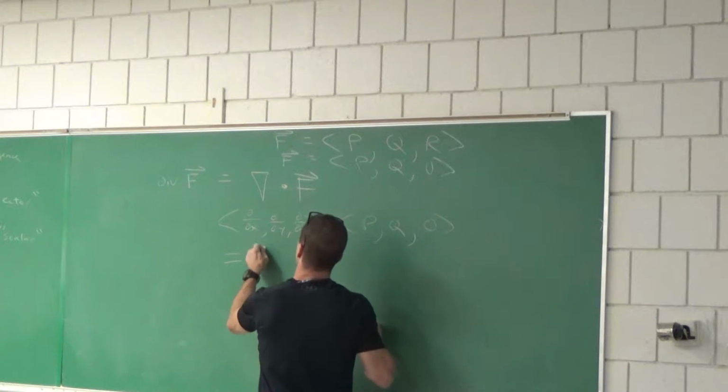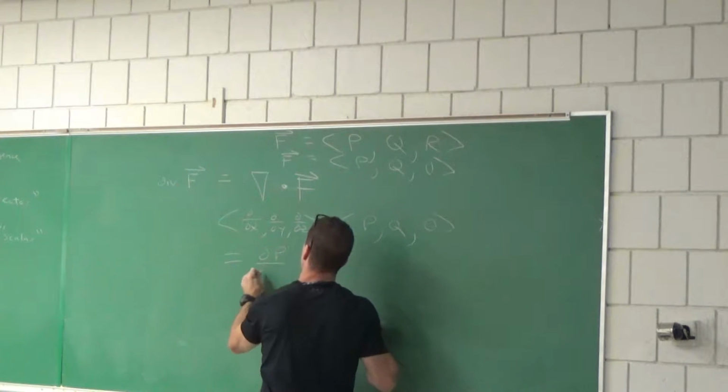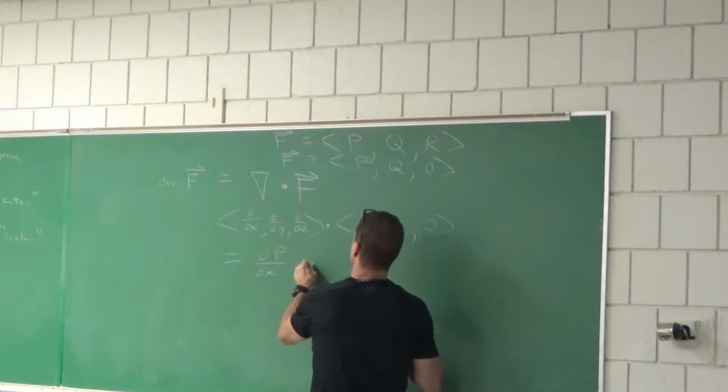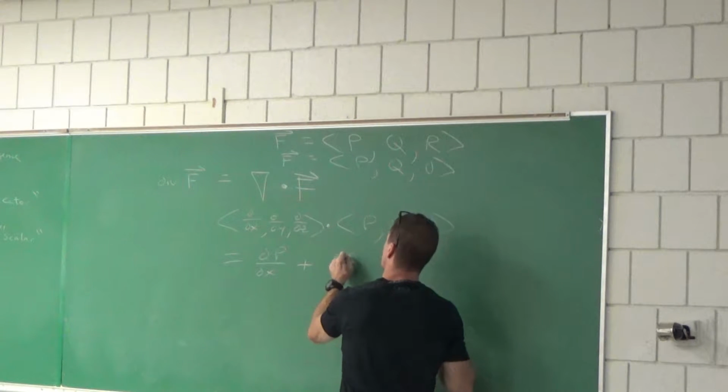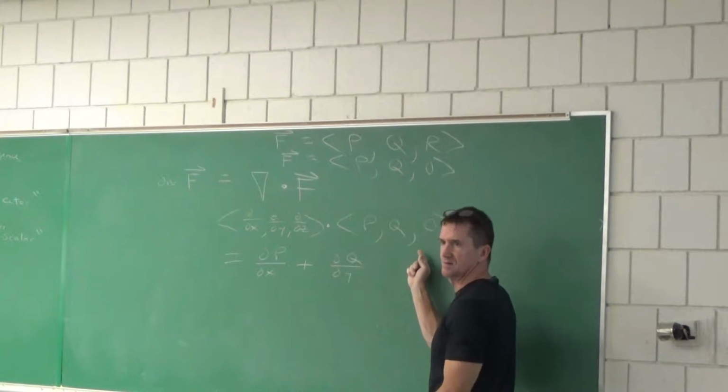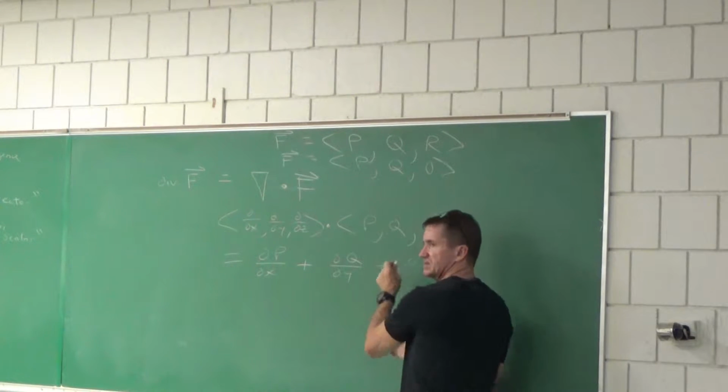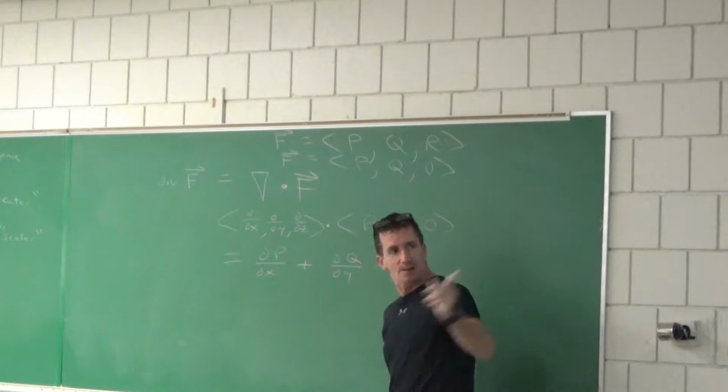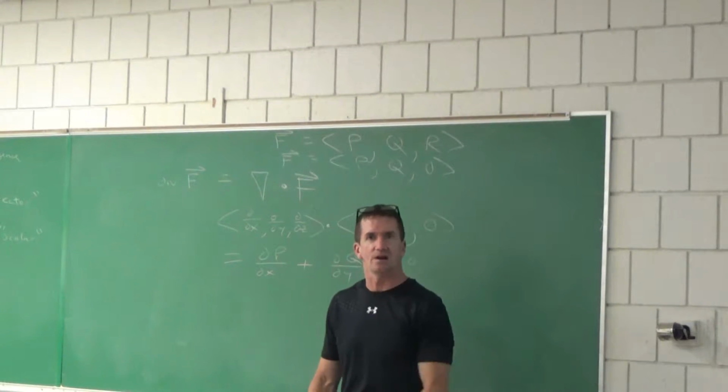I get the partial derivative of P with respect to x, plus the partial derivative of Q with respect to y. Do I have to put the last part? No, I'll write it with a plus 0, right? And I'm going to duplicate that, and I'll turn that off so we can highlight it.